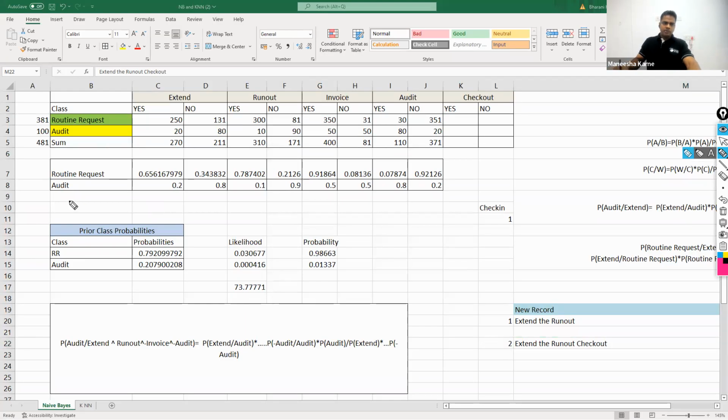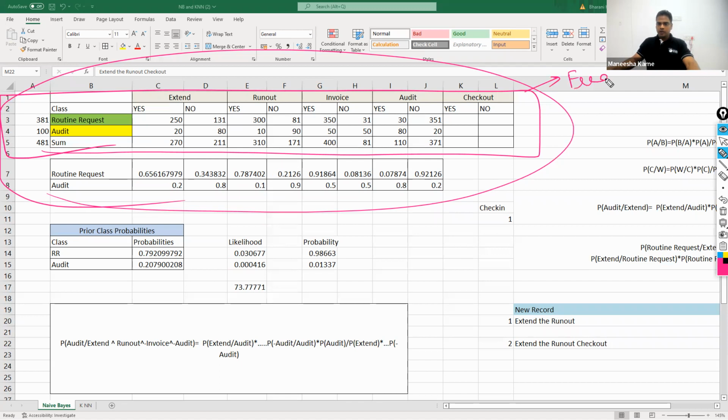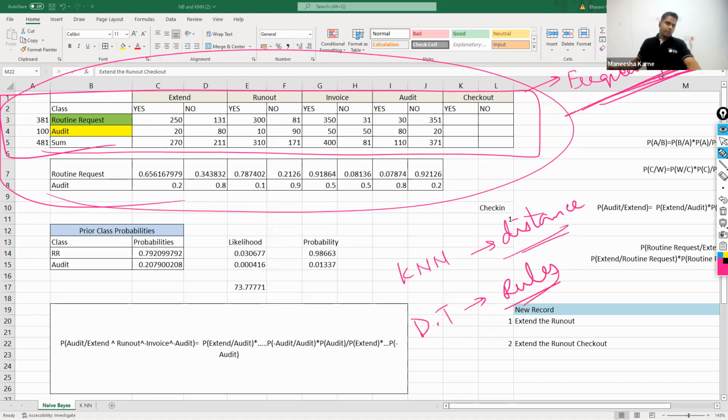Naive-Bayes algorithm comes up with this kind of a frequency plot. The numbers, how many times it is appearing, etc. It will come up with a frequency table. KNN comes up with what? Distance matrix, calculates the distance. Decision tree comes up with rules. Naive-Bayes comes up with a frequency table.